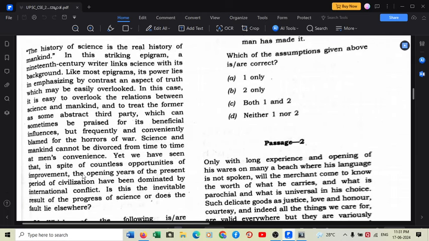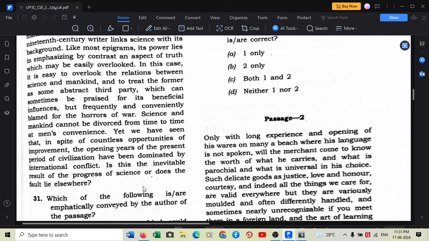Yet we have seen that in spite of countless opportunities of improvement, the opening years of the present period of civilization have been dominated by international conflict. Okay, so definitely people across the world belonging to different countries have got opportunities to improve, move beyond wars, but international conflict seems to rise every year. So is this the inevitable result of the progress? So the author is asking, is this the inevitable result of the progress of science, or does the fault lie elsewhere?